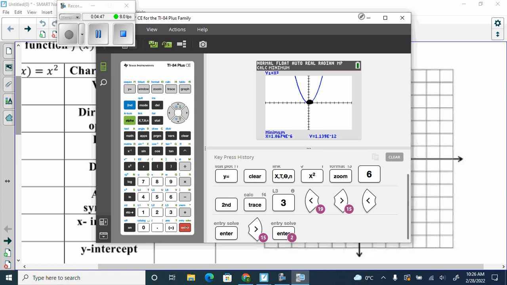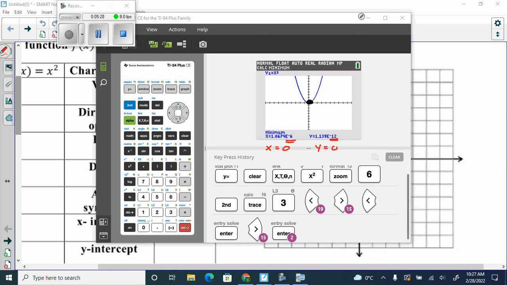Now, this throws people off. To me, this minimum looks like it's at 0, 0. That's where it looks like it is, right? But my calculator says 1.0674 e to the negative 6 and 1.139 e to the negative 12. That's just scientific notation, correct? So for x here, that just means there's 5 zeros in front of this 1. And for y, there are 11 zeros in front of this 1. So what are they just? They're just 0, 0. So whenever you get this, always look at the back. If you have e to the negative anything, that just means this is 0 and this is 0.